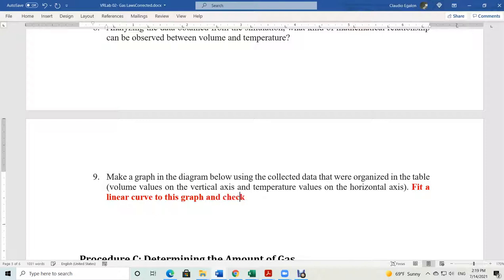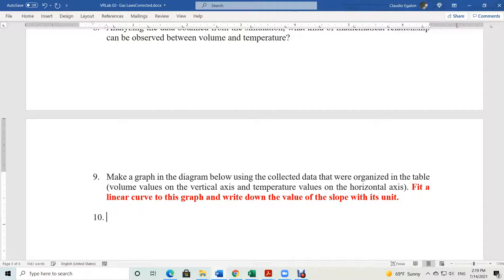And check the value of the slope, and write down the value of the slope with its unit. Okay? So here you go. Slope equals, right? Don't forget the unit.